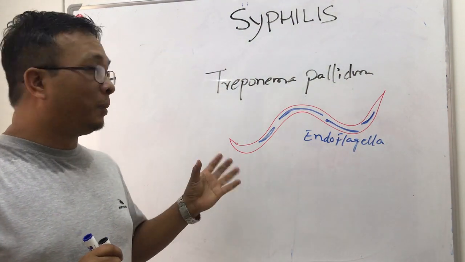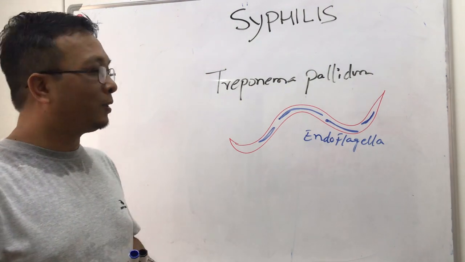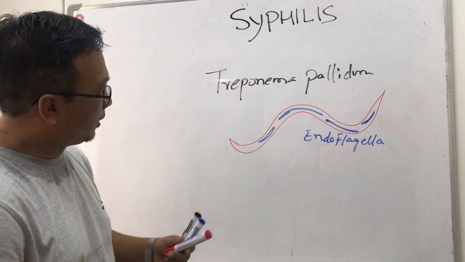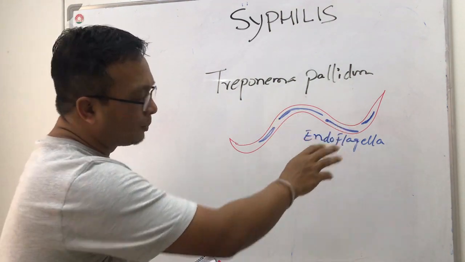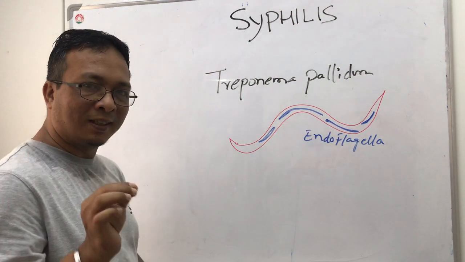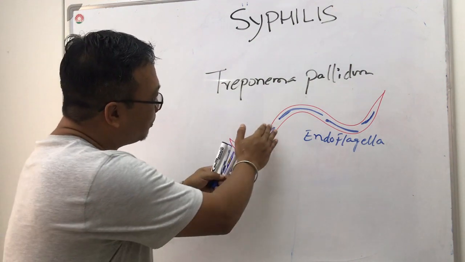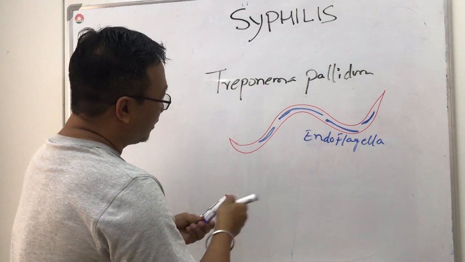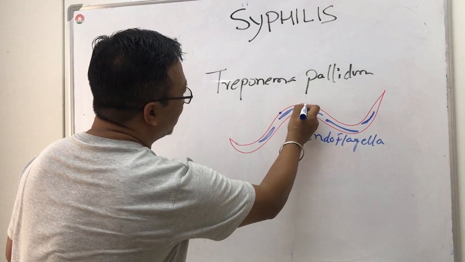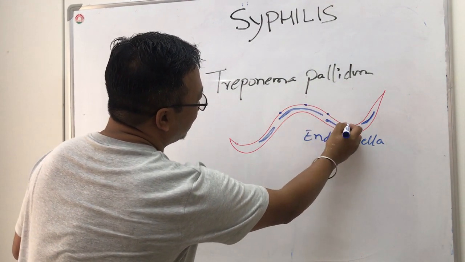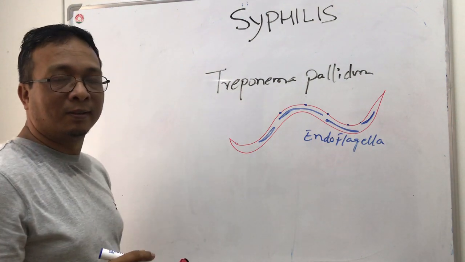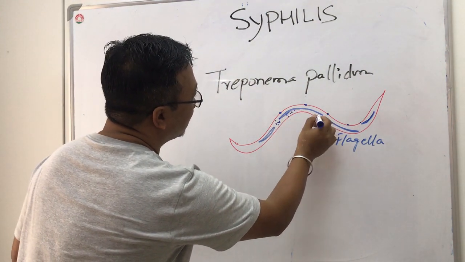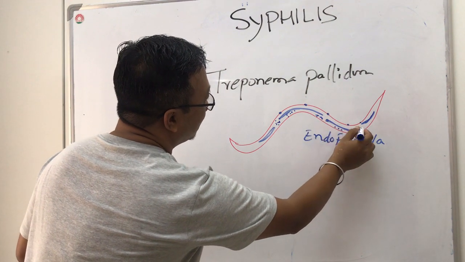Along with that, what makes this bacteria very unique is that in the surface membrane of Treponema pallidum, there are fewer antigenic proteins in comparison to the inner side. Antigenic proteins present on the surface of this bacteria are very few. More are present inside.